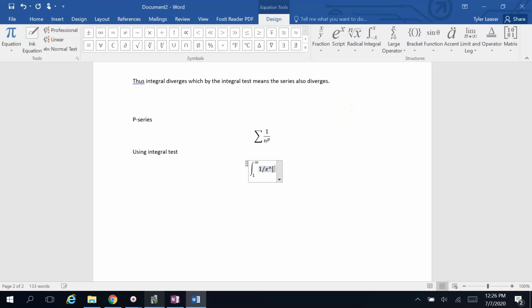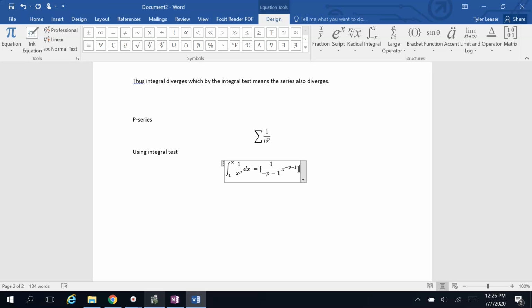And keep in mind that p is just a constant. We're just trying to figure out what that constant needs to be for this to converge. So we can find the antiderivative for that. You can think of that as x to the negative p. So we're going to subtract 1 away from negative p and then divide. So it's going to be, I guess negative, how am I going to do this? Let's do 1 over negative p minus 1, x to the negative p minus 1. All right, so this is the antiderivative for 1 over x to the p.